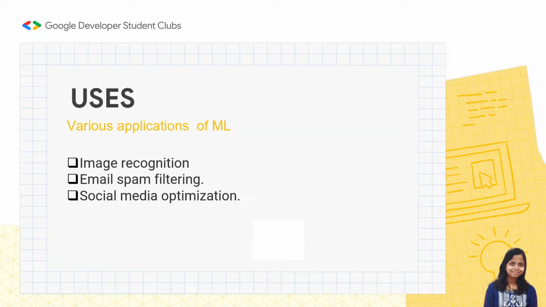We use machine learning for various purposes like image recognition, spam email filtering and social media optimization. In this case, the example is that your YouTube page and my YouTube page are quite different because of the machine learning algorithm. What you like, I might like or not. So move to the next slide, Surya.